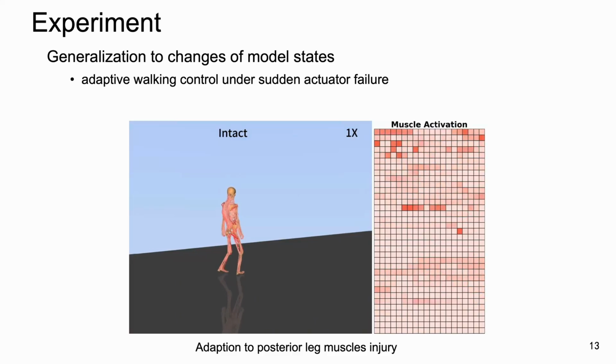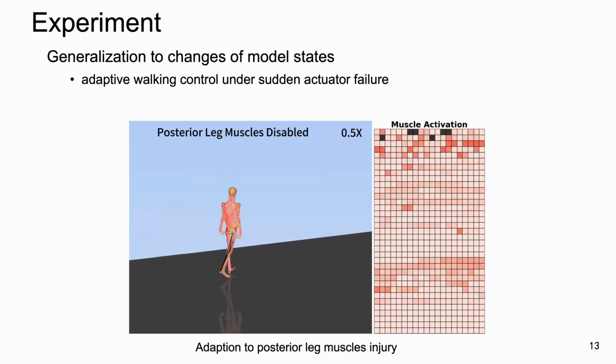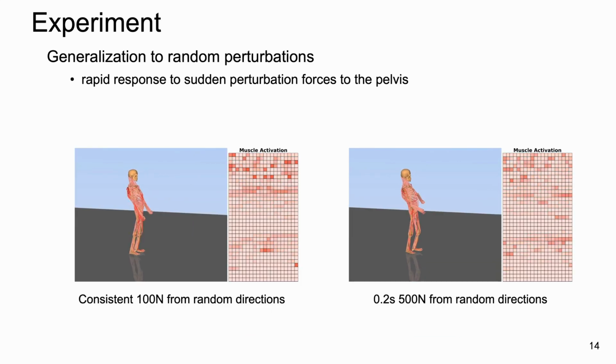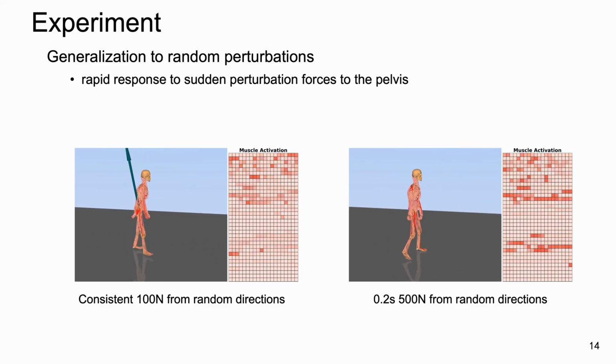Our method demonstrates generalization to changes of model states. It can achieve adaptive walking control under sudden actuator failure, for example the posterior leg muscles injury. It can also generalize to random perturbations, demonstrating rapid response to sudden perturbation forces to the pelvis.